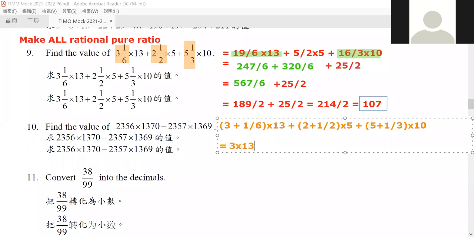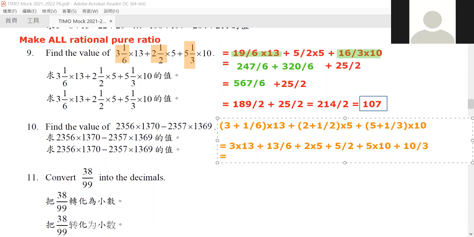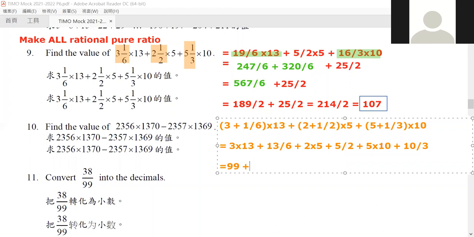So the first one will be 3 times 13 plus 13/6, plus 2 times 5 plus 5/2, plus 5 times 10 plus 10/3. So we can collect all the integers together. The first term is 39, the second term is 10, the third term is 50. So we collect them all together, and all we get is 99. So it will be 99 plus the remaining 33/6 plus 5/2 plus 10/3.